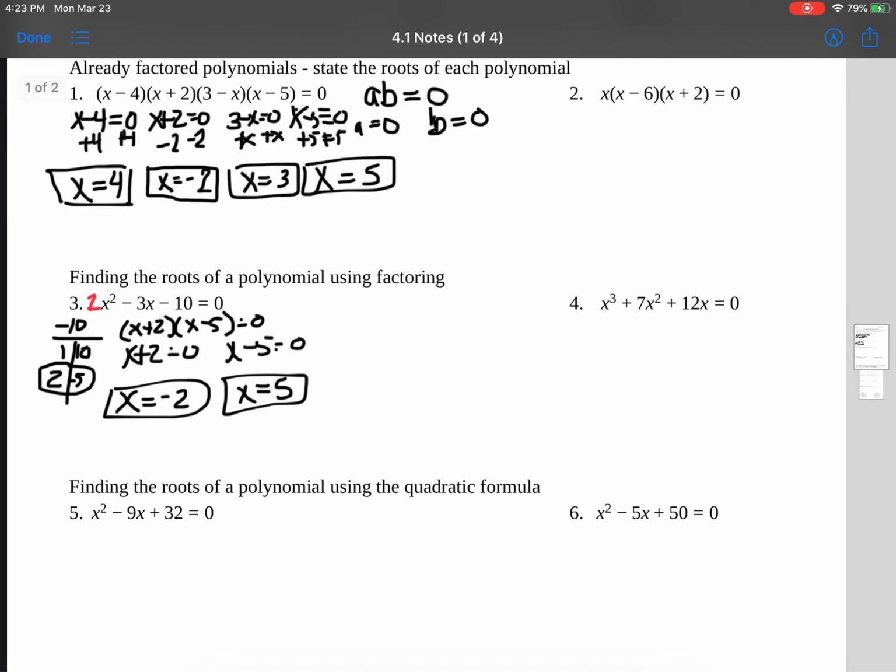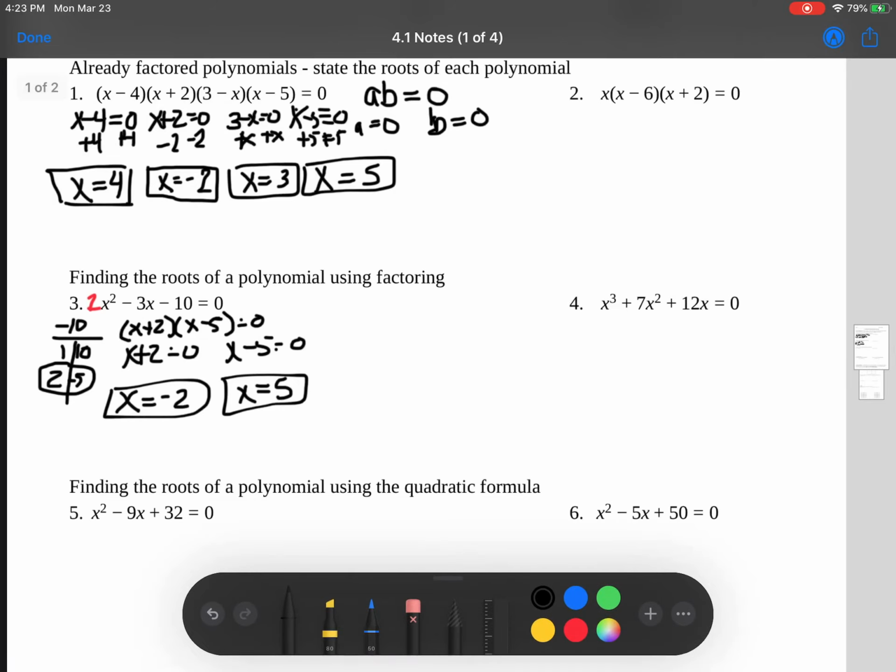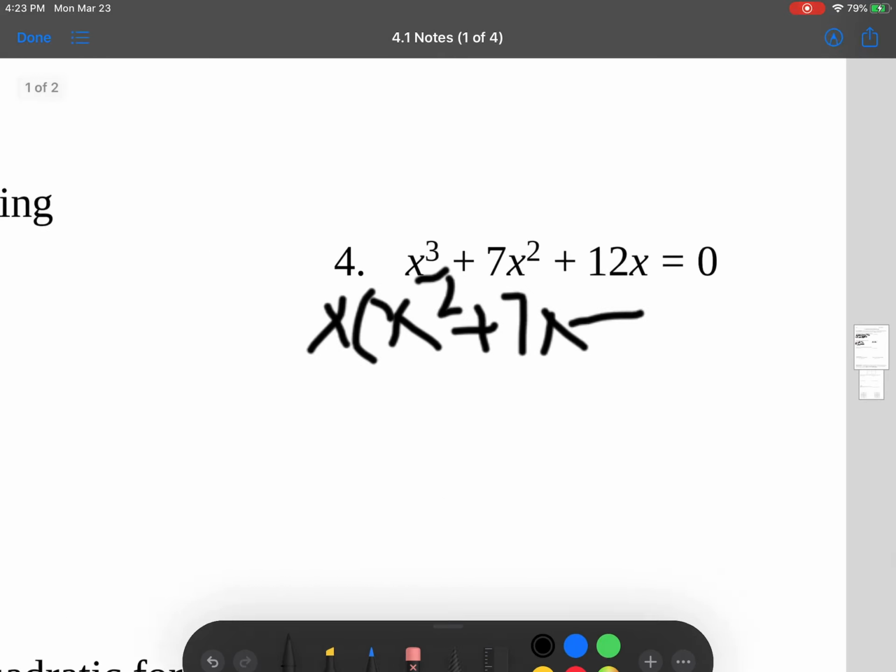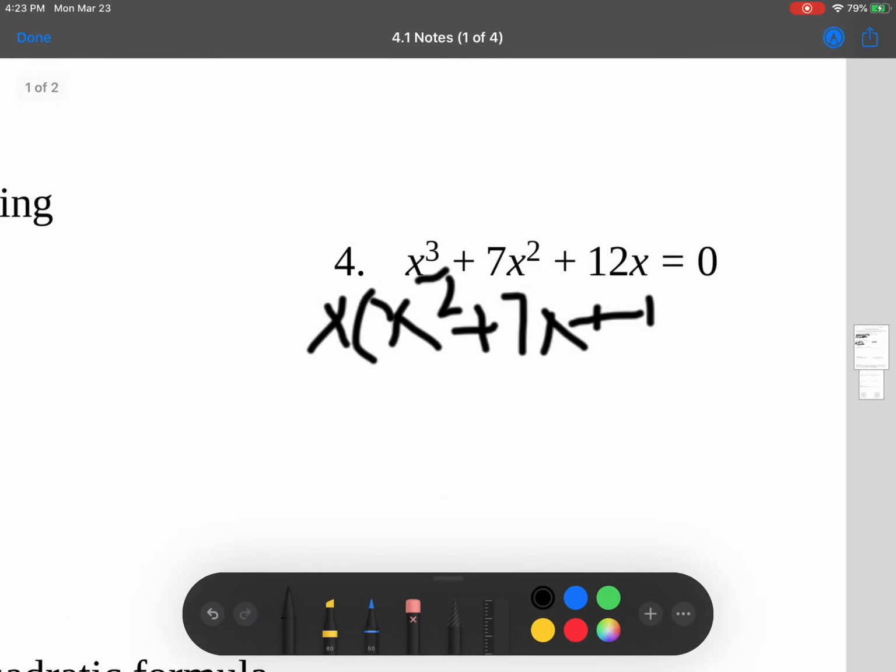Now, if we take a look at number 4, the first thing we'll have to do here is take out the x term. If we take out this x term first as our greatest common factor, we're left with x squared plus 7x plus 12. Now we can factor what multiplies to 12 and adds up to 7.